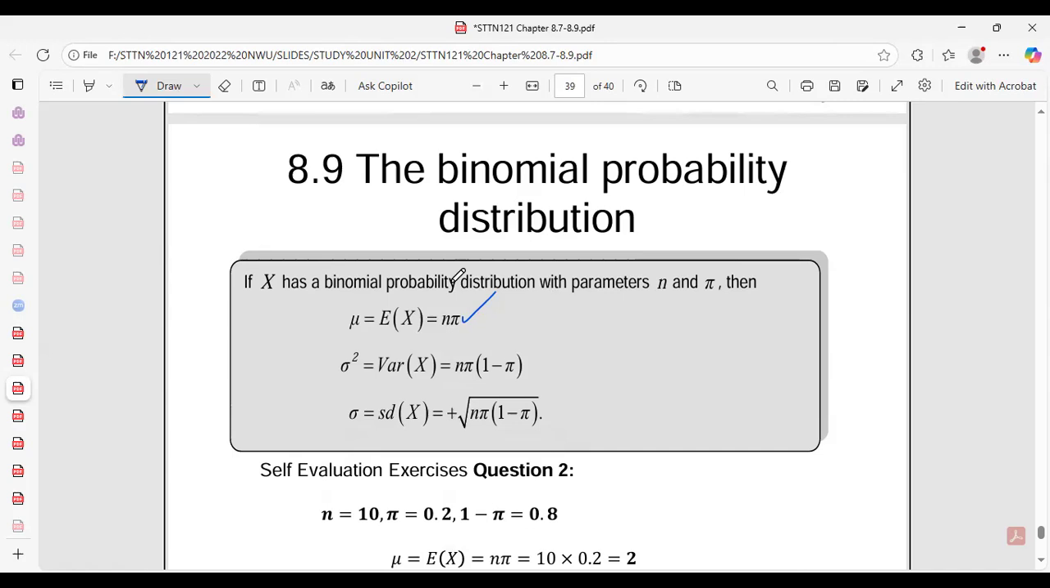We just say n multiplied by pi. If they say they want the variance, you say n multiplied by pi, open bracket 1 minus pi. You get this. If they say they want the standard deviation, you take the square root of this to get the standard deviation. These are the three formulas under the probability of the binomial experiment.